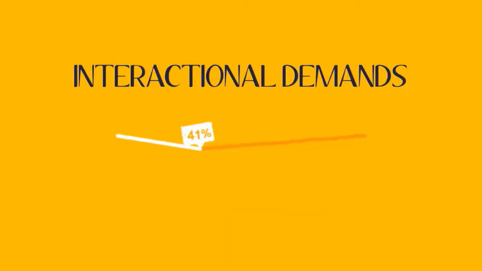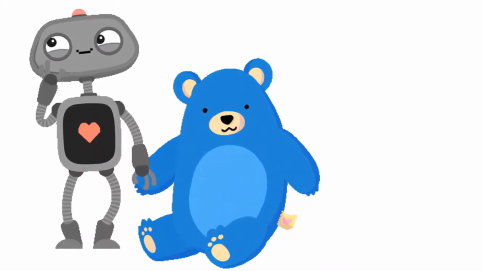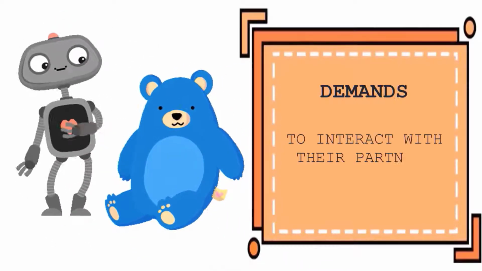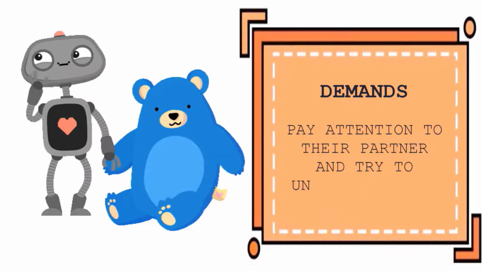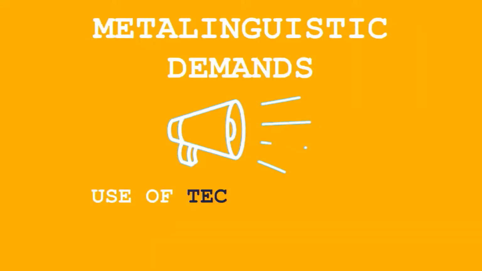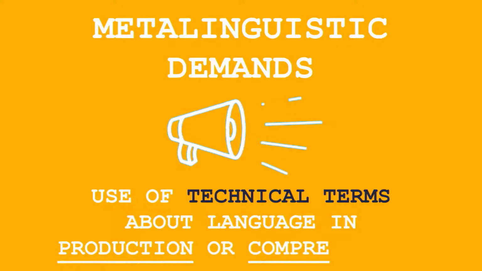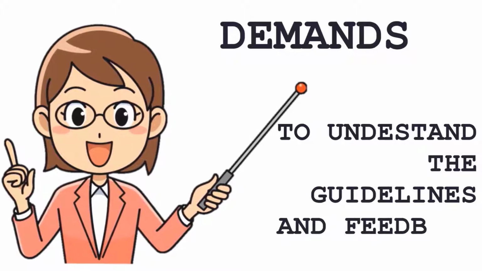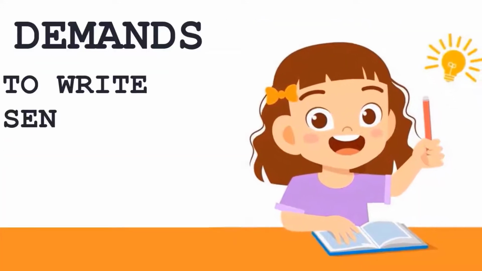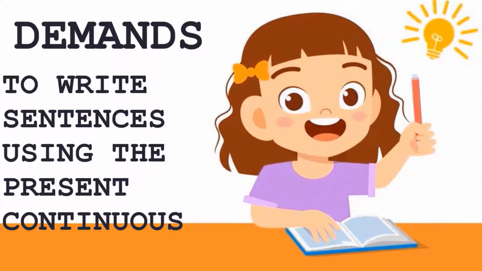Interactional demands vary with the type of interaction required. Students are demanded to interact with their partners by sharing their sentences. They must pay attention to their partner and try to understand what they are saying. Metalinguistic demands may include the use of technical terms about language in production or comprehension. Students are demanded to understand the guidelines and feedback given. Then, they will be demanded to write sentences using the present continuous.